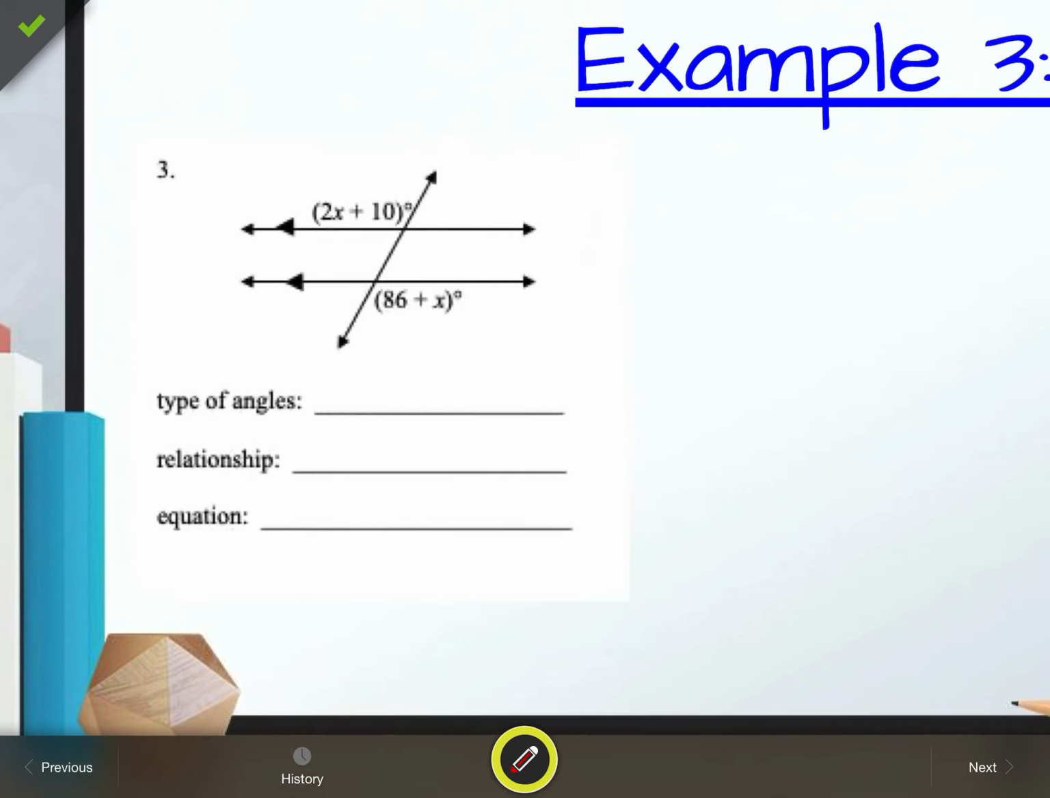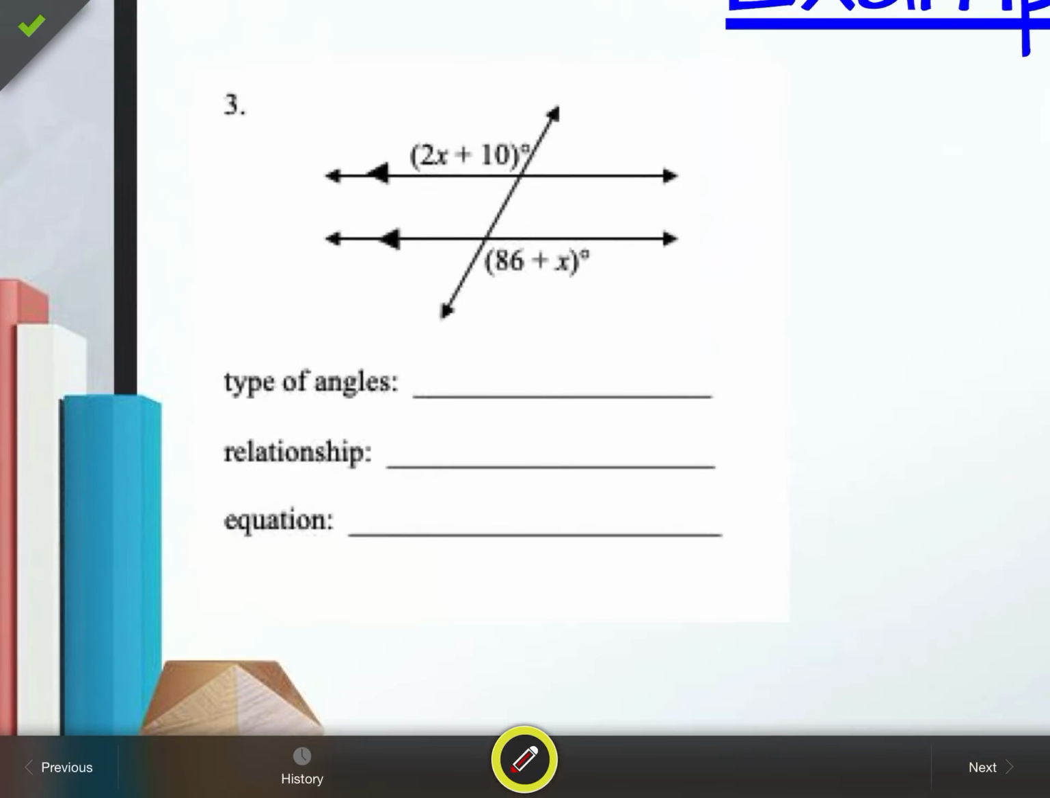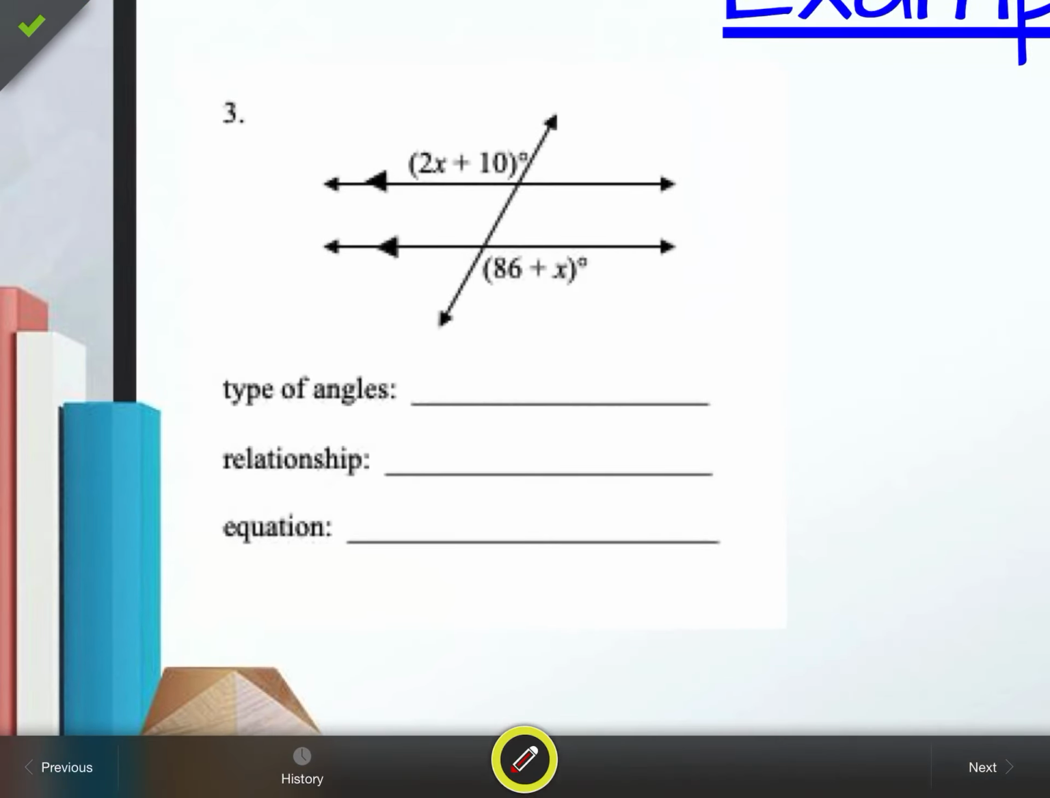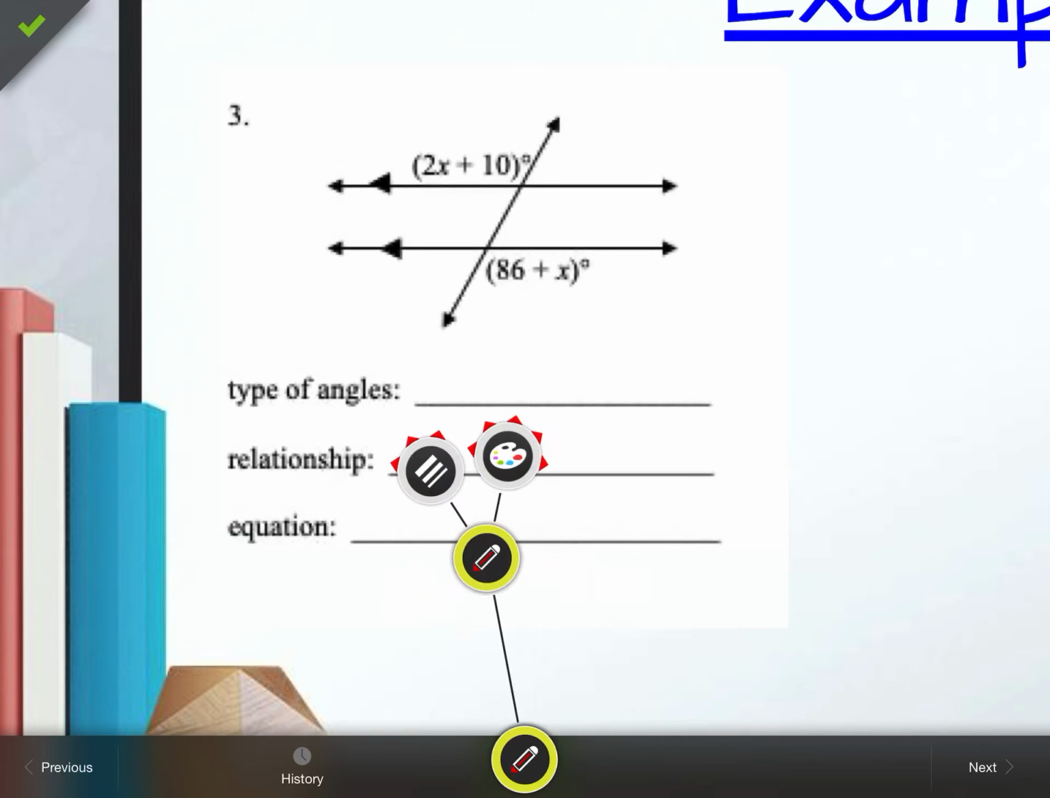So I'm going to give you a minute to look at these and see the process, and see if you can figure out what type of angles we have. What is the relationship? That just means, are they congruent or supplementary? And then see if you can write the equation. So like I said, I'll give you a minute.